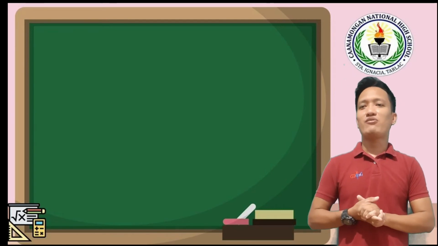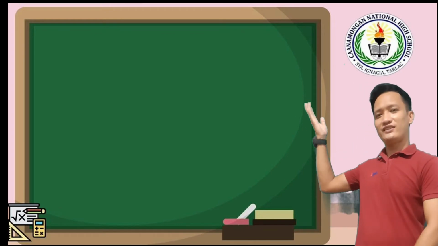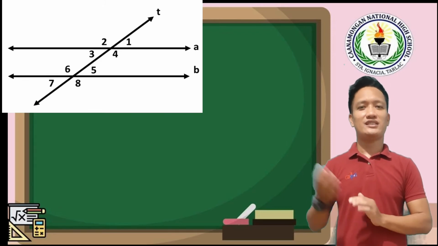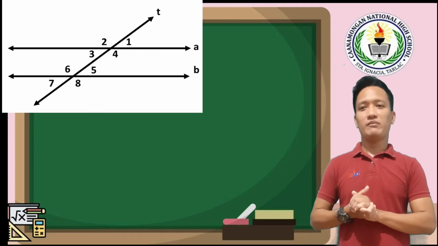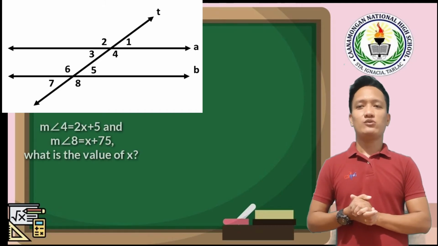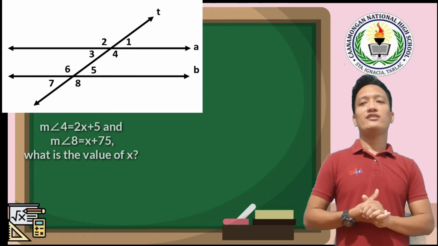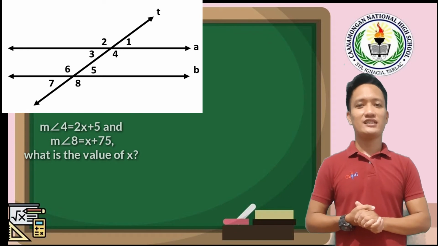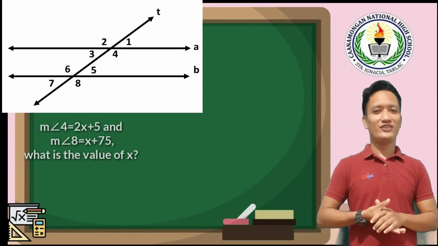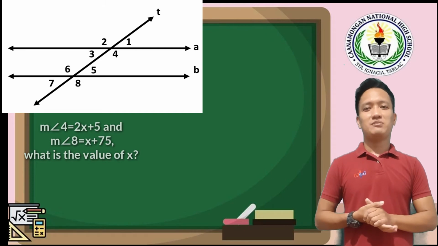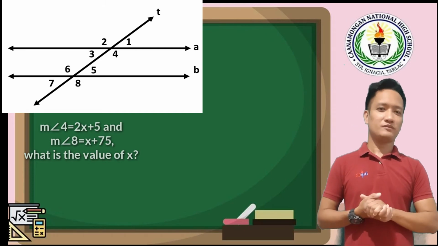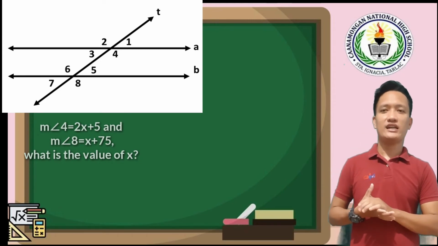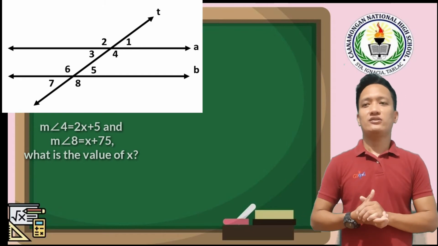So alright, so for our next activity, so we have this figure. So lines A and B are cut by transversal T, as you can see in our figure. So kung ang measurement daw ng angle 4 is equal to 2x plus 5 and measurement of angle 8 is equal to x plus 75, what is the value of x? O ayan, may medyo kumunot na yung noo. When it comes to computations, pag nakakita tayo ng numbers, minsan hindi na natin alam. So let us try to be organized in all of the things. Huwag niyong i-shortcut. So isa-isayin natin.